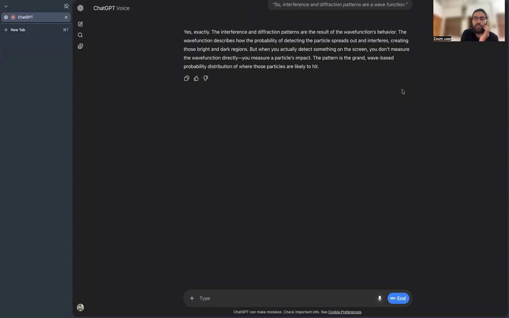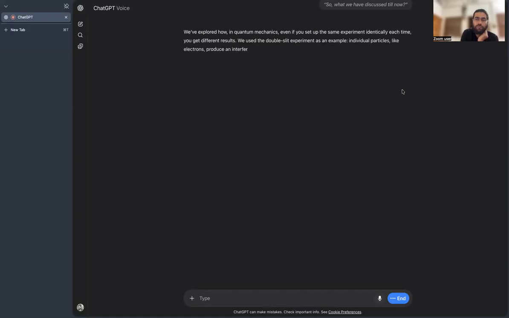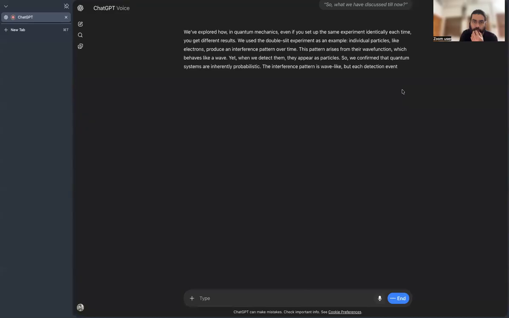So what we have discussed till now. We've explored how in quantum mechanics, even if you set up the same experiment identically each time, you get different results. We used the double slit experiment as an example. Individual particles, like electrons, produce an interference pattern over time. This pattern arises from their wave function, which behaves like a wave. Yet when we detect them, they appear as particles. So we confirmed that quantum systems are inherently probabilistic. The interference pattern is wave-like, but each detection event is particle-like, revealing that dual nature.